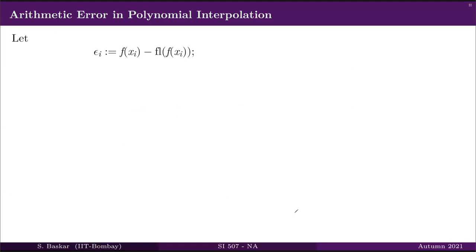Let us use the notation epsilon i for the error involved in the floating point approximation of f of xi when compared to the exact value of f of xi. Further, we will use the notation epsilon with infinite norm as the maximum over all these epsilon i's, where i ranges from 0 to n. Remember, this is just a notation.